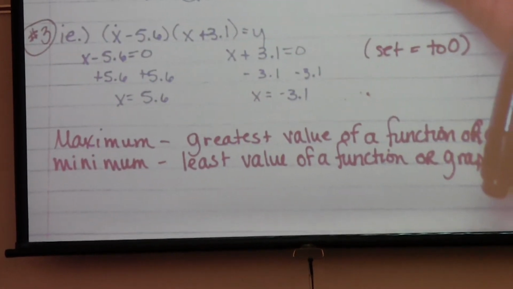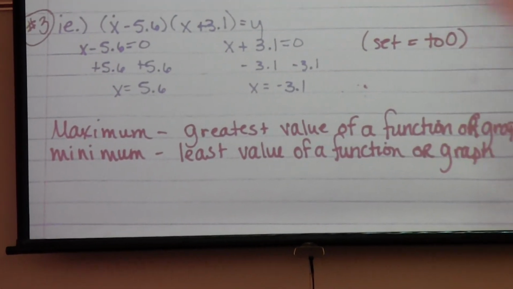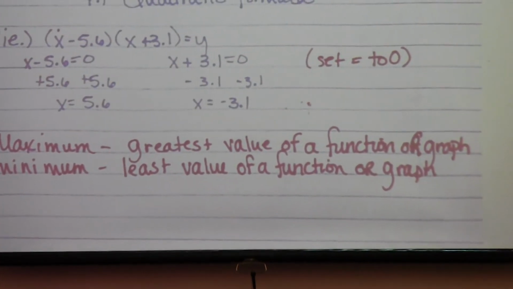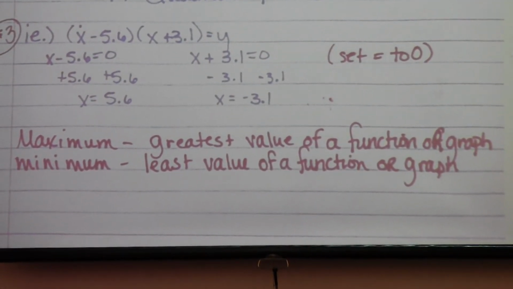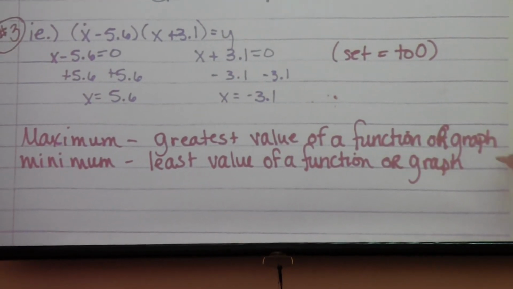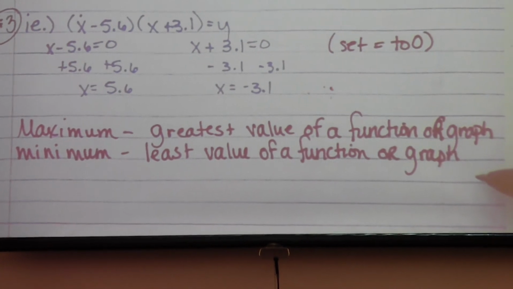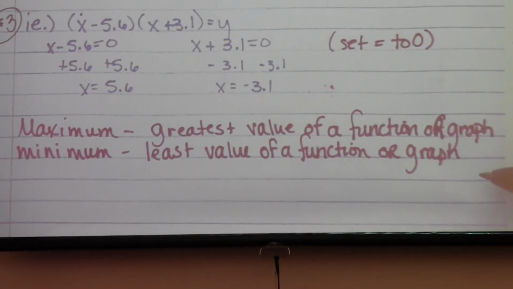So the last two little pieces of information on there are the maximum point and the minimum point. The maximum point is going to be the biggest value on your graph, and the minimum point is going to be the smallest value that you have on your graph.